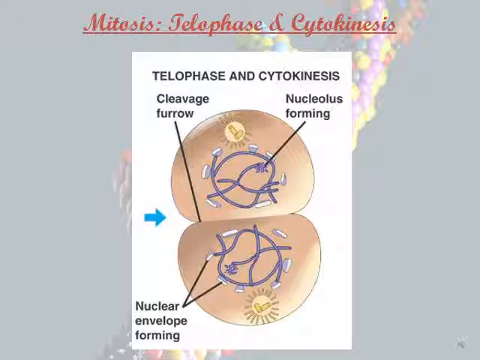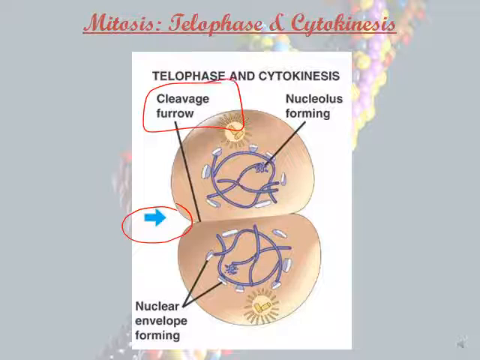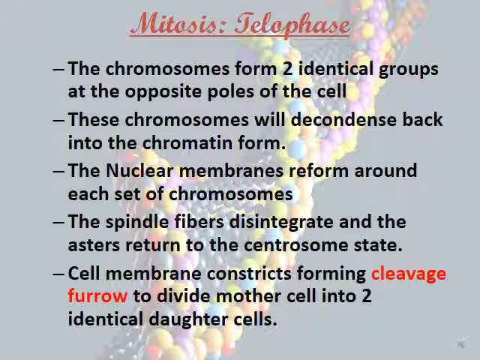Telophase and cytokinesis, where we have the cleavage furrow, when the cell cleaves into two identical cells. The chromosomes form two identical groups at the opposite poles of the cell. These will condense back into chromatin form. Nuclear membranes reform around each set. The spindle fibers disintegrate and the asters return to the centrosome state. The cell membrane constricts, forming the cleavage furrow to divide the mother cell into two identical daughters.